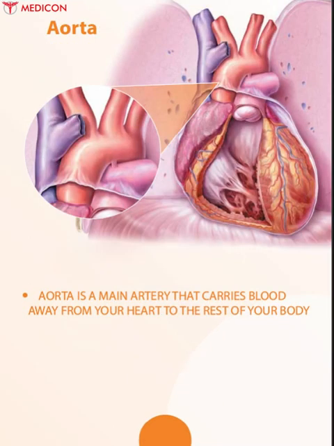Aorta. Aorta is a main artery that carries blood away from your heart to the rest of your body parts. The blood leaves the heart through the aortic valve, then it travels through the aorta to deliver oxygen-rich blood to the brain, muscles, and other cells.